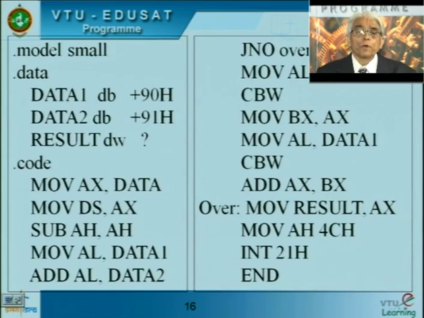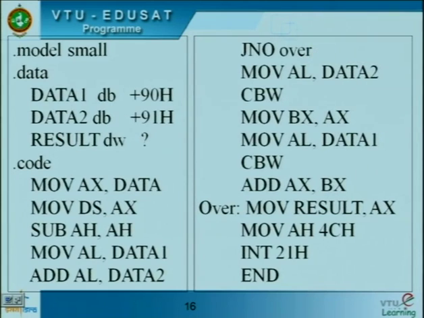Now, here is a small program which talks about the operation. Let me once again explain the process. We have .MODEL SMALL, then .DATA. In .DATA, data 1 and data 2 are the 2 hexa numbers, plus 91 and plus 90. The result is DW with a question mark, which says that space has been left aside for the result to be stored in that place, and then the .CODE starts.